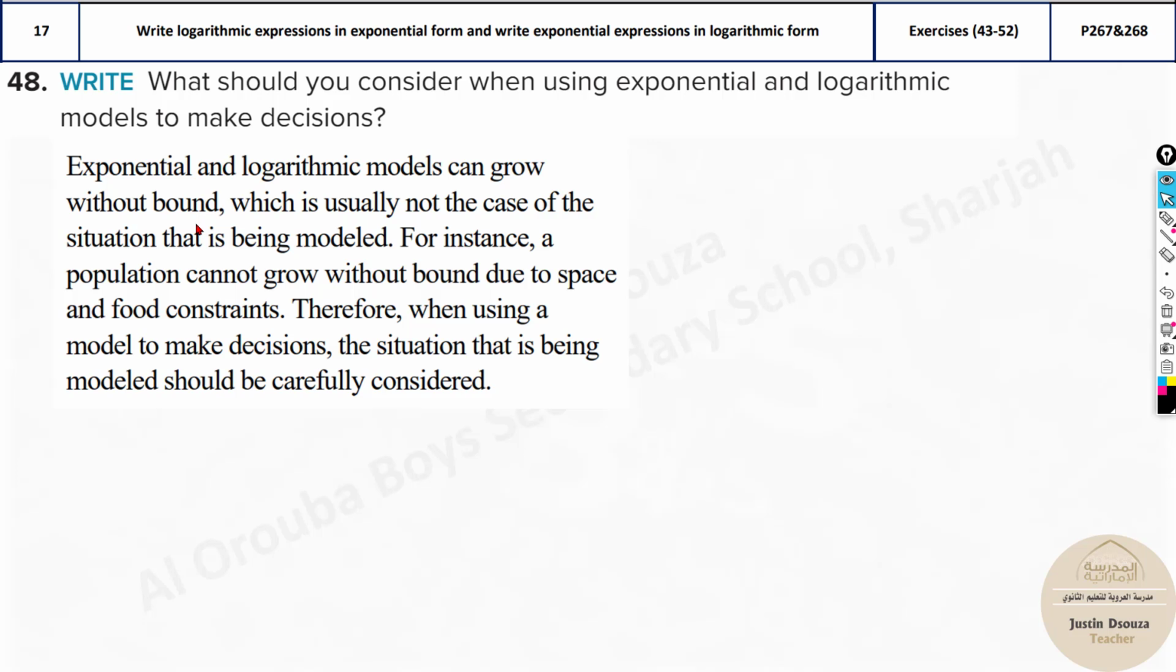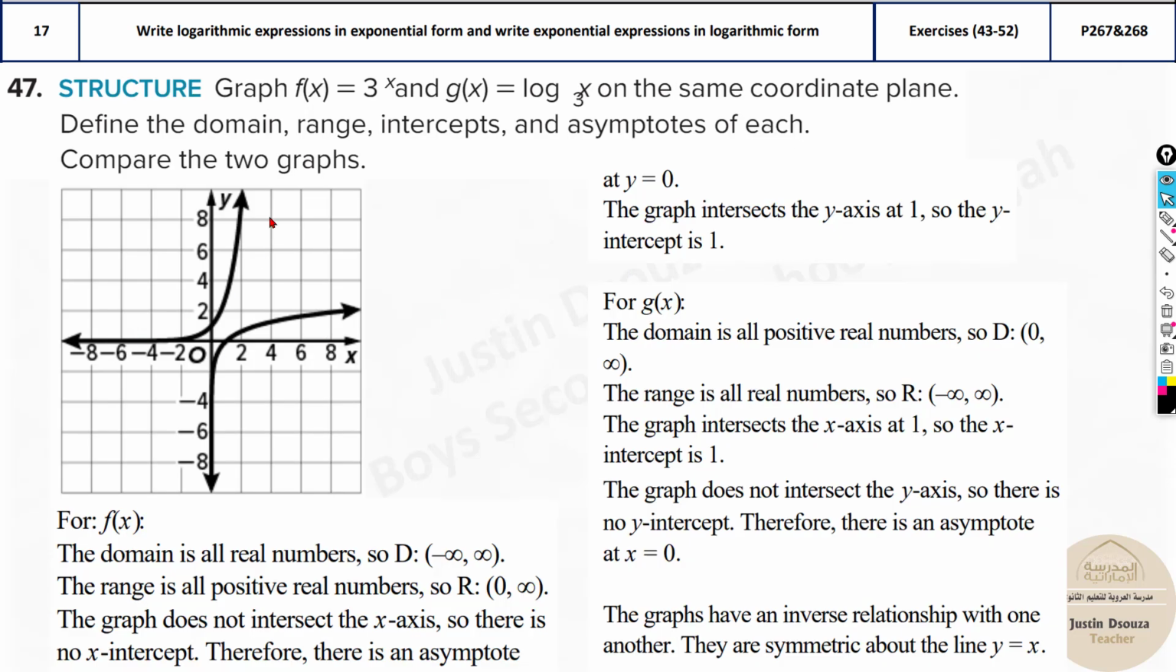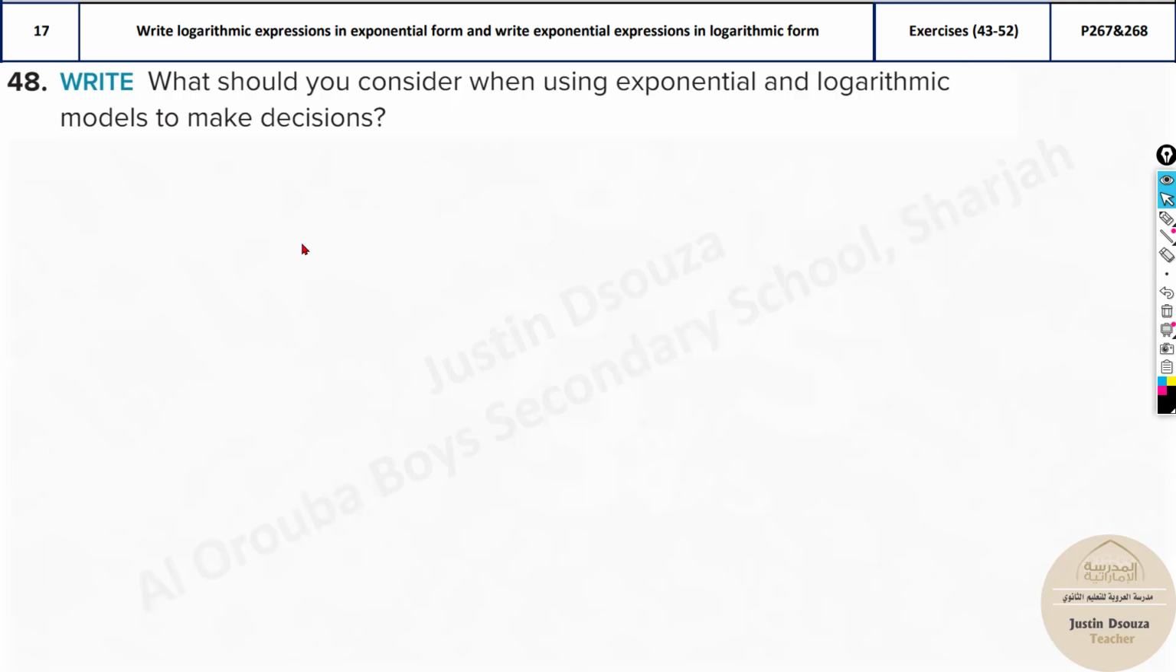See, what happens in exponent over here? They will always go towards infinity. They just grow without any bound. They keep on growing, isn't it? The exponent, especially population explosion, happens in an exponential manner.